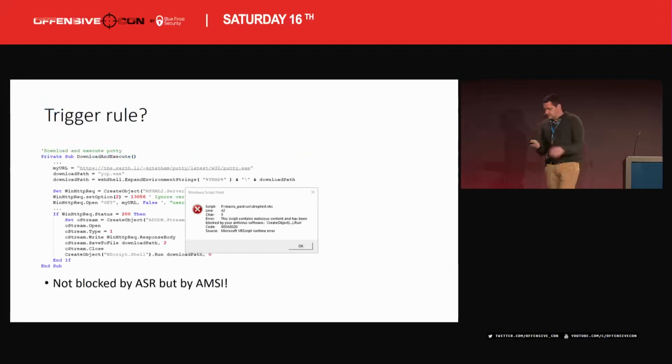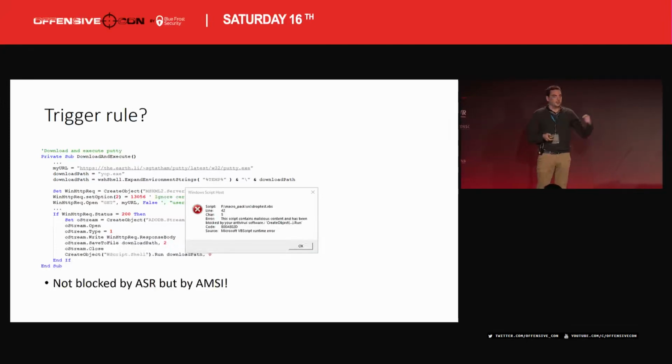This is the code of a classic dropper in VBScript. You see here, I call putty. I download it somewhere in TMP, and you see you have save to file, and then I run it. And this is blocked by AMSI. That's not ASR, that's AMSI. So first we need to find a way to bypass AMSI.